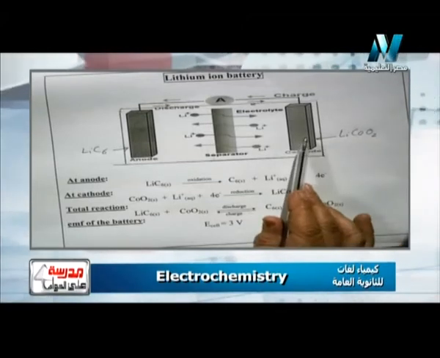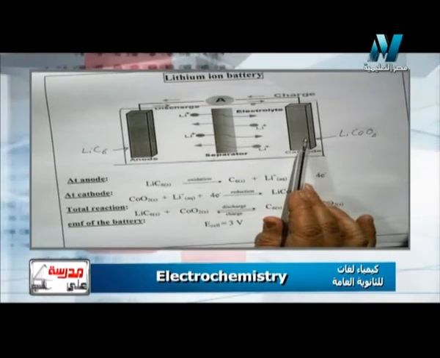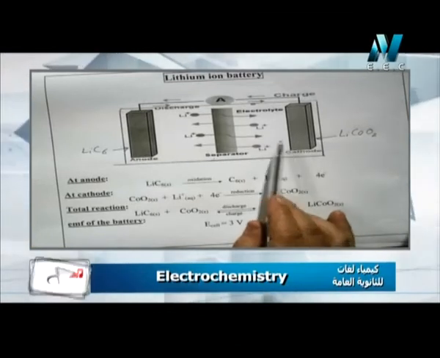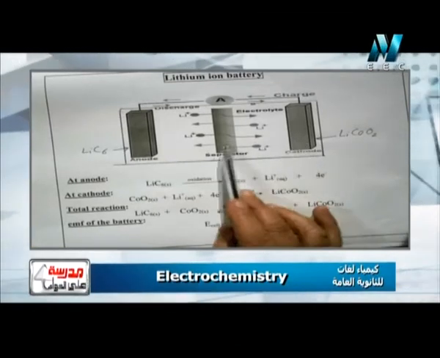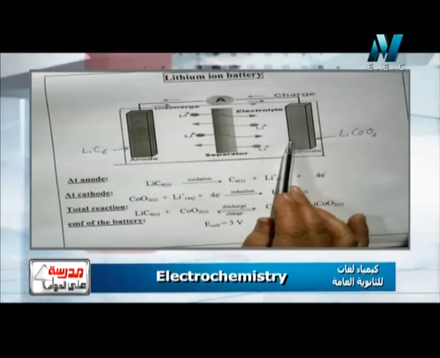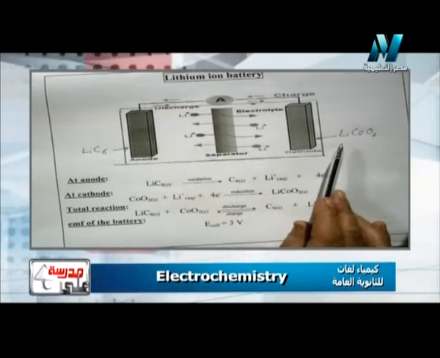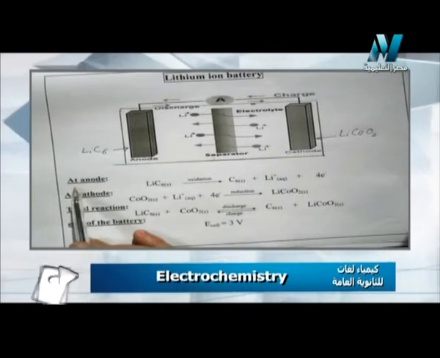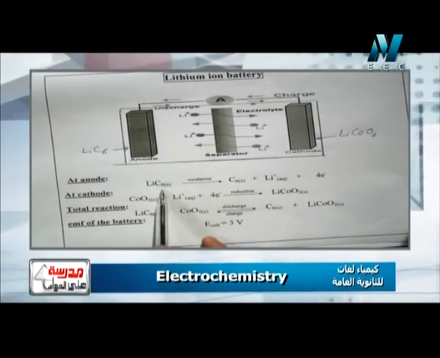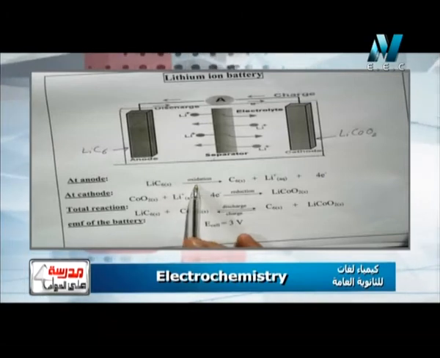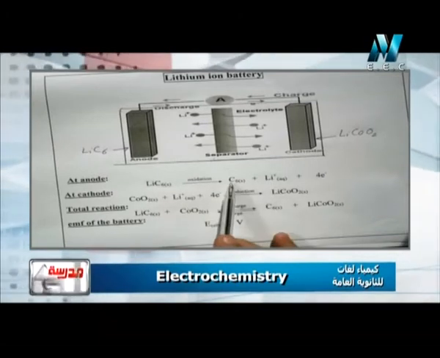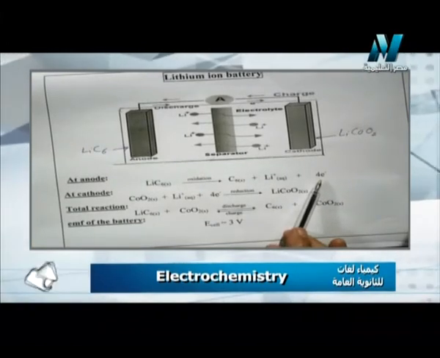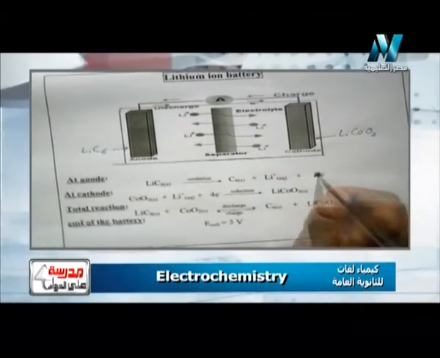And during charging or recharging, the lithium is removed from the cathode LiCoO2 and transferred to the carbon, to be CoO2, and the carbon will be LiC6. So the equation at the anode is LiC6 solid, oxidation, so the lithium will be oxidized, giving carbon solid plus Li positive plus 1 electron.